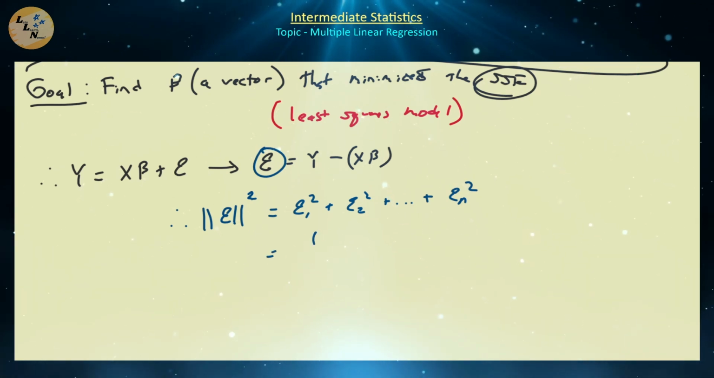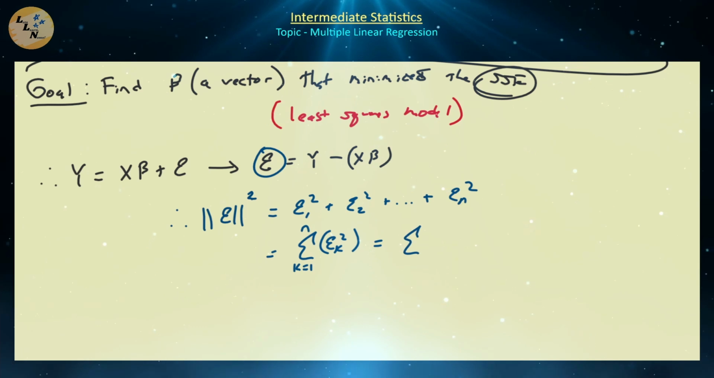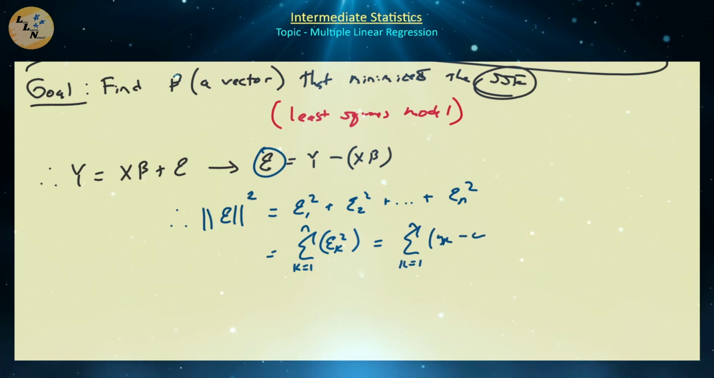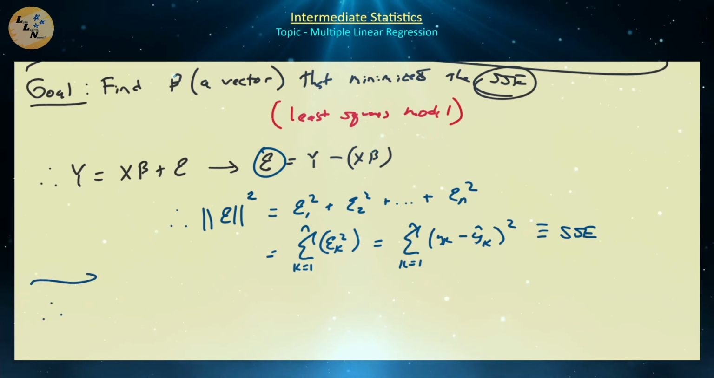And you should be able to see that in summation notation, that's just the sum from k is equal to 1 to n of epsilon k, the quantity squared, which is, by definition, the same as the sum from k is equal to 1 to n of yk minus y hat k, the quantity squared, which is, of course, equivalent to the error sum of squares. So that means that the norm of our residual vector is actually equivalent to our error sum of squares.